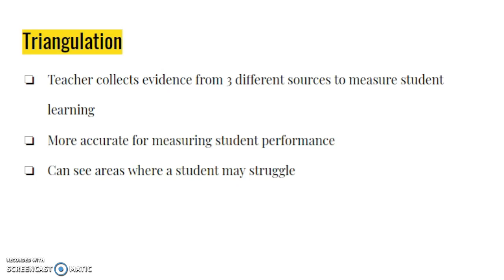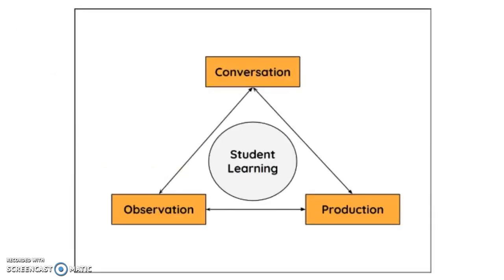This can also show areas where a student may struggle. So, for example, say a student fails being able to have a conversation about something they learned, but they can produce a product for what they learned, whether that be an essay or anything. It shows you that perhaps they struggle with communication skills or understanding on a deeper level. So those can be addressed.